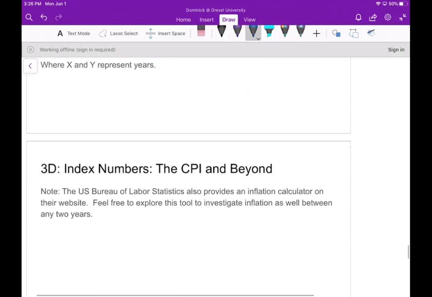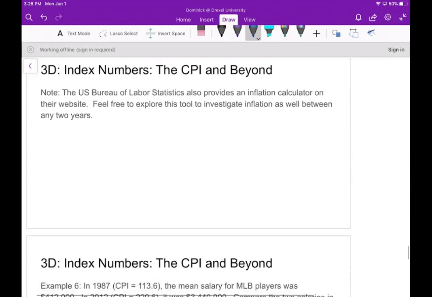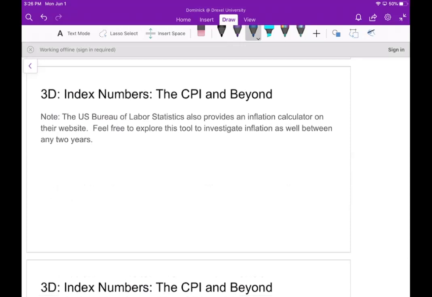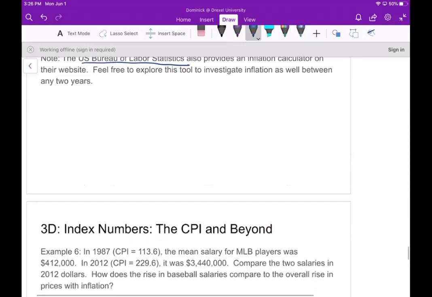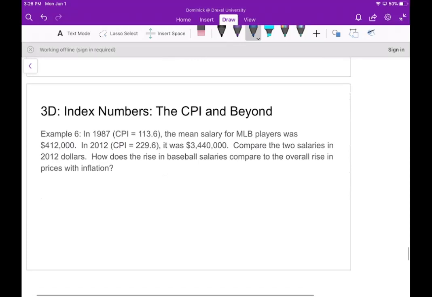All right. Now, one thing that you can also do that's kind of interesting is that the U.S. Bureau of Labor Statistics provides an inflation calculator on the website, right? So you can use this tool to investigate inflation as well. That's a cool thing to do. All right, but let's look at an example.